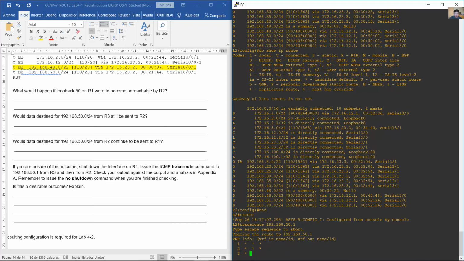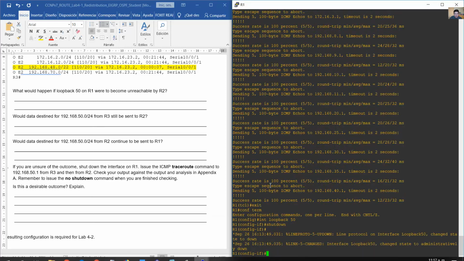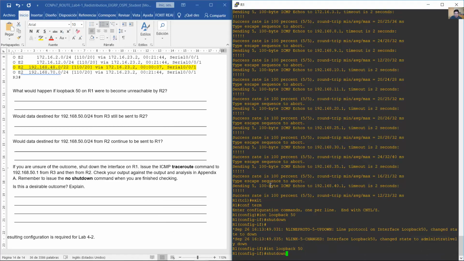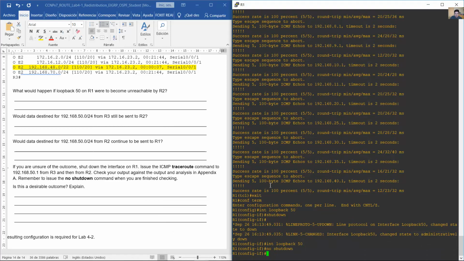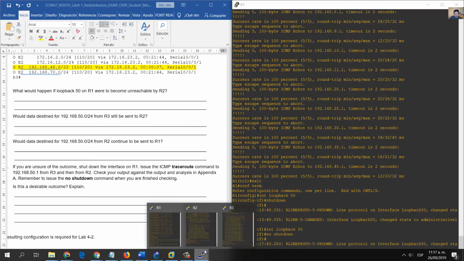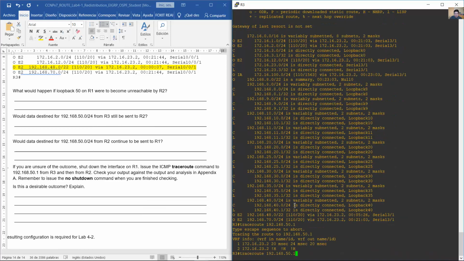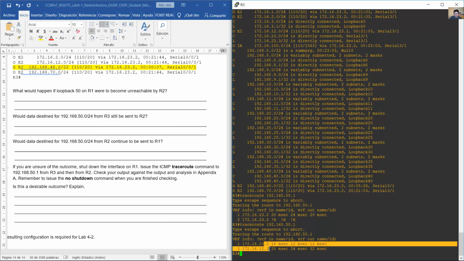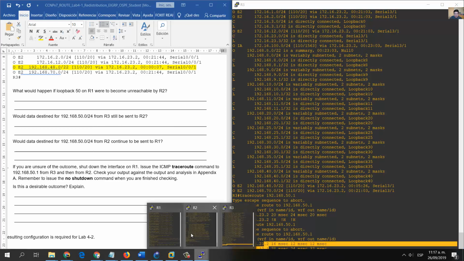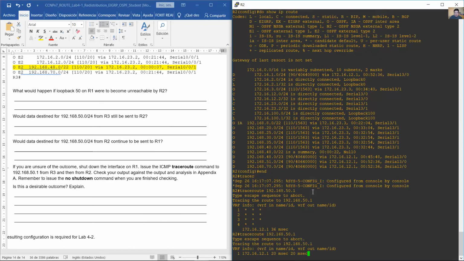Okay, go to R1 and re-establish the interface. Interface loopback 50, no shutdown. Go to R3, success. Go to R2, success.